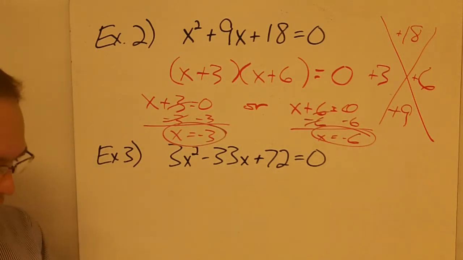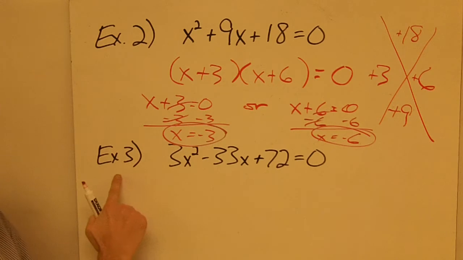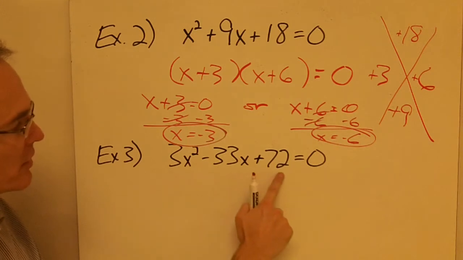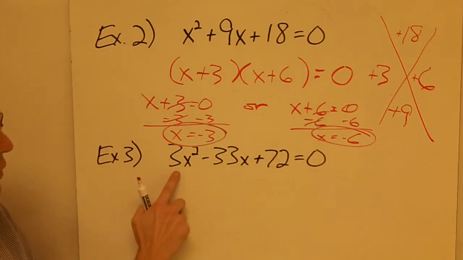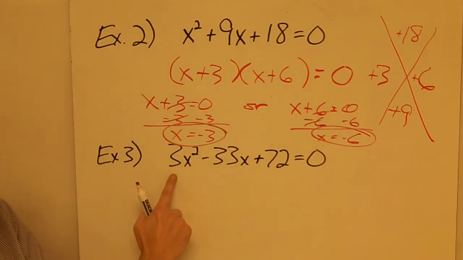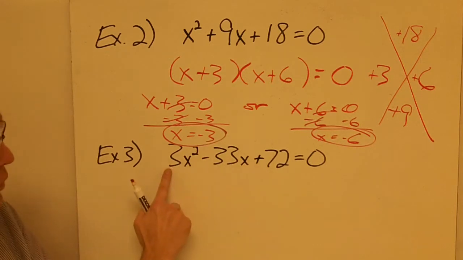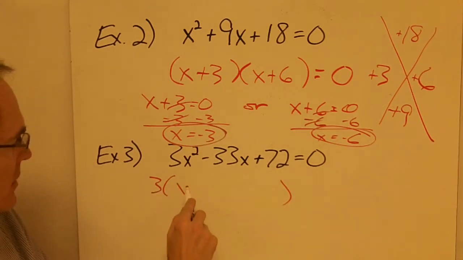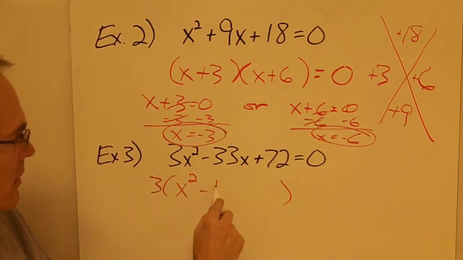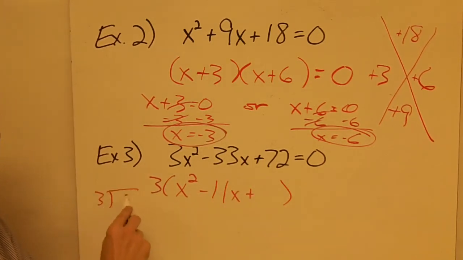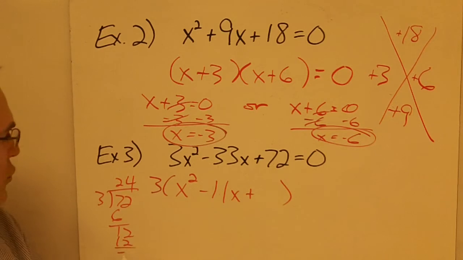Now, example number 3, which this one is, I believe, number 8 in your notes. Example number 3, this one is a little bit different than the other two, because when I look at this quadratic expression, I notice that I've got a greatest common factor. And I always want to pull out a greatest common factor if I've got one. And so let's see, I've got a factor of, looks like 3. I can pull a 3 out of each one of these terms. So let me factor out that 3. So I'm going to have 3, and that's going to leave x squared minus 11x plus, let's see, 3 and 72. What does that give me? 24.